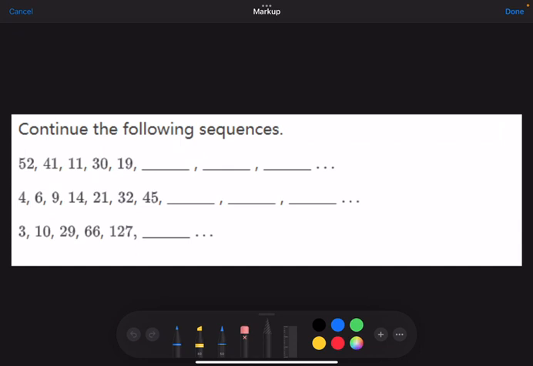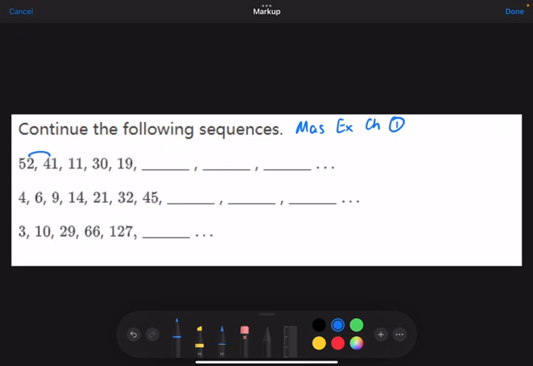This is the Mastery class, Extensive Challenge, question number 1. It asks us to finish the following sequences. Let's see the first sequence. Again, we look at the difference, to try to find the pattern that lies in the sequence.